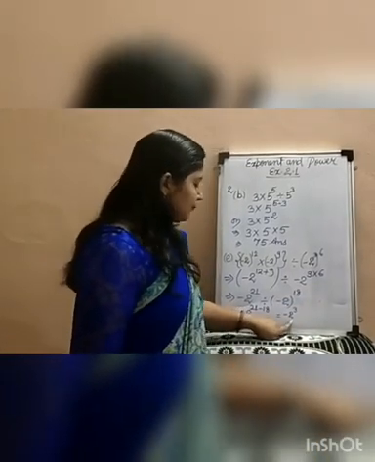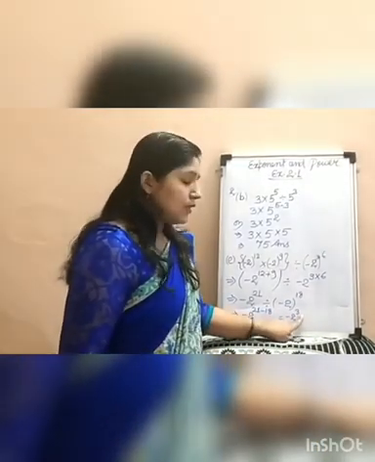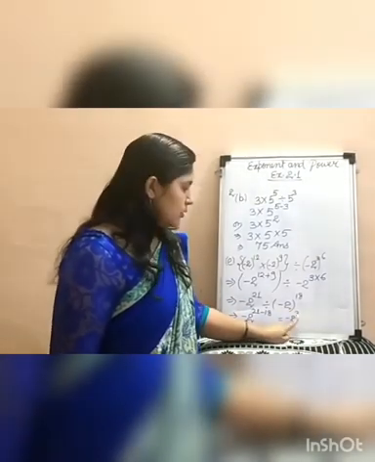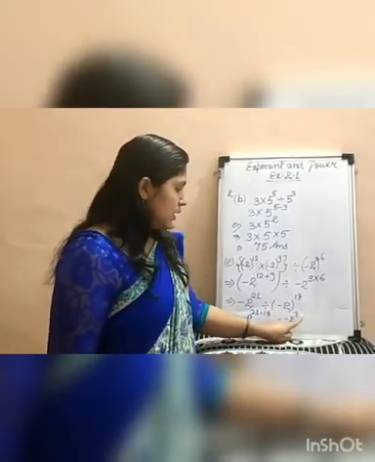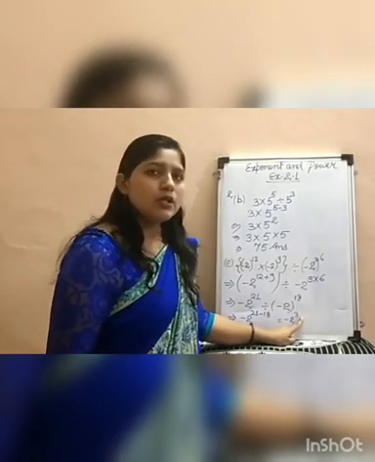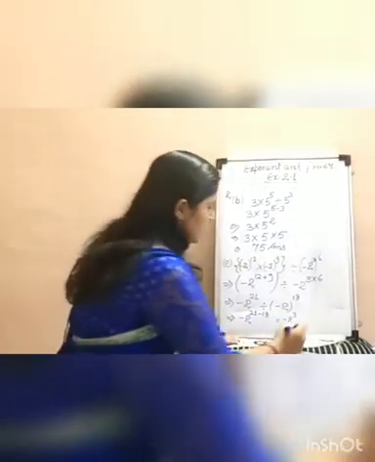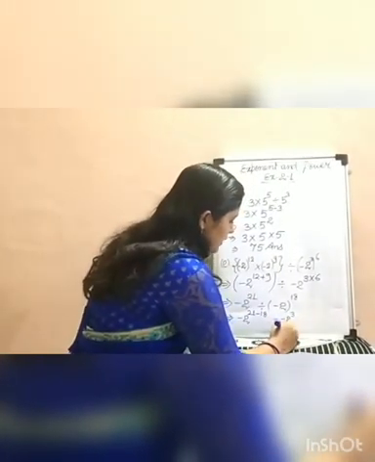And I told you, if the exponent is an odd number, your answer will be negative. If the exponent is an even number, your answer will be positive. Here we can write minus 2 multiplied 3 times.